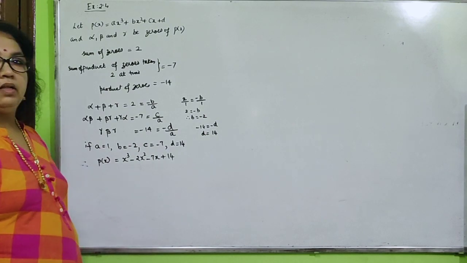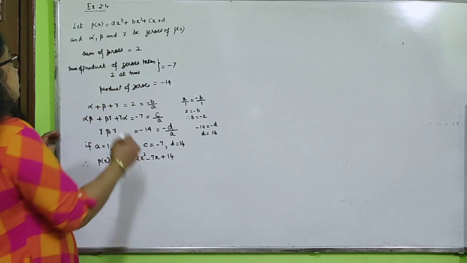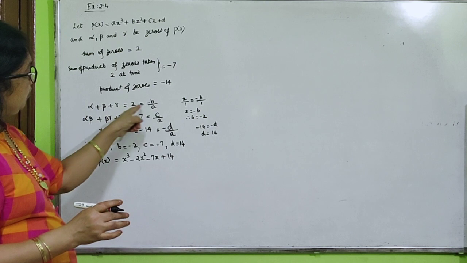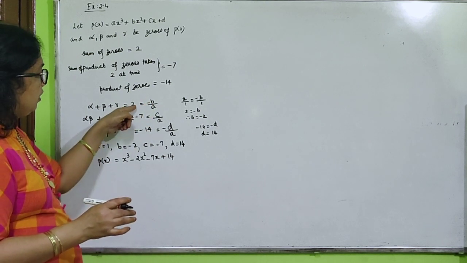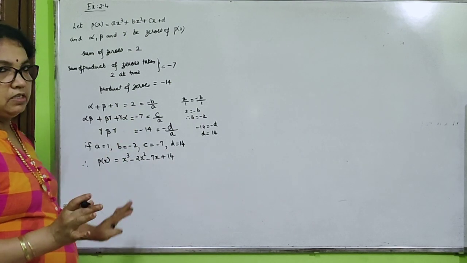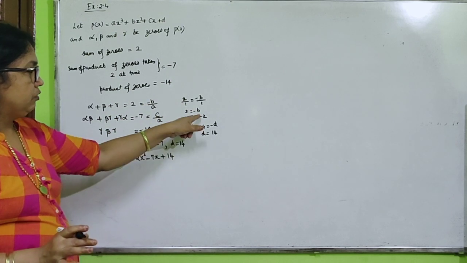So followed. Sum of zeros, sum of product of zeros taken two at a time, and product of zeros are given, and then you substitute in those formulas. Here only integers are given, so any one you can write: 2 upon 1, minus 7 upon 1, minus 14. So a's value we have taken as 1. Then minus b will be shown here, then b's value you will get.